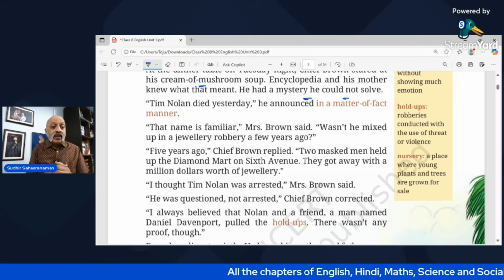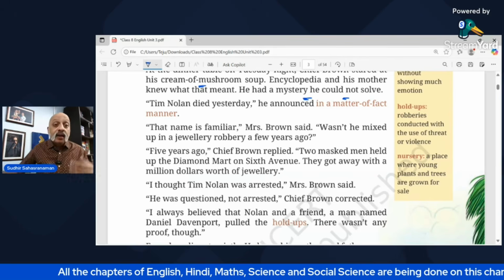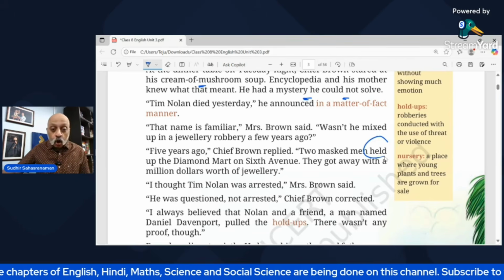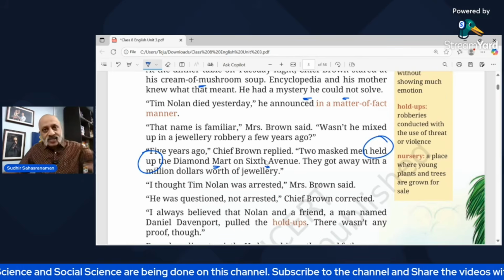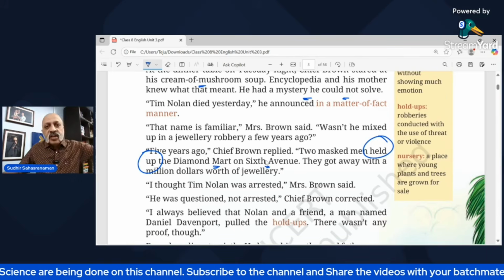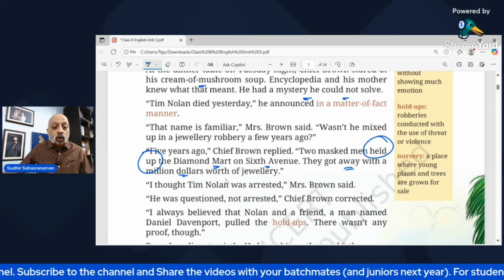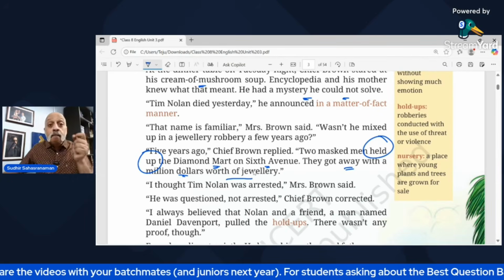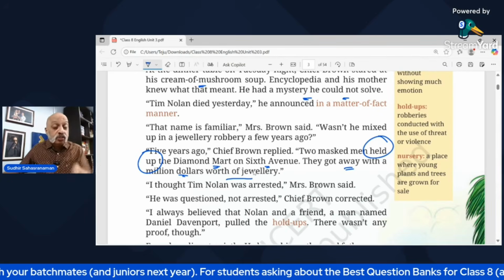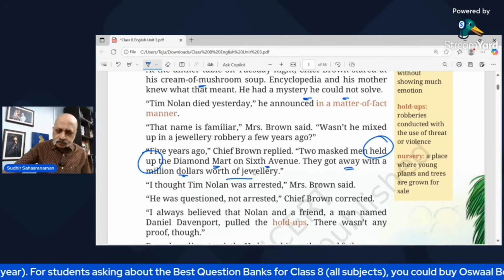2 masked men held up the Diamond Mart on 6th Avenue. Held up means they looted, they robbed. Okay, they robbed the Diamond Mart on 6th Avenue. 6th Avenue is like 6th Street or road number 6 kind of a thing. They got away with $1 million worth of jewelry. Okay, so extremely expensive jewelry they managed to take away.